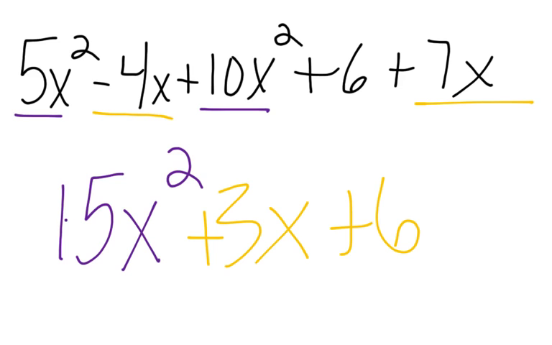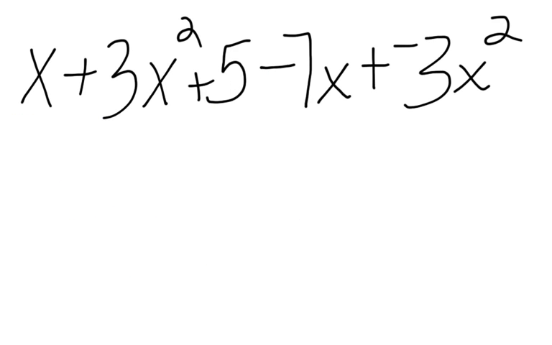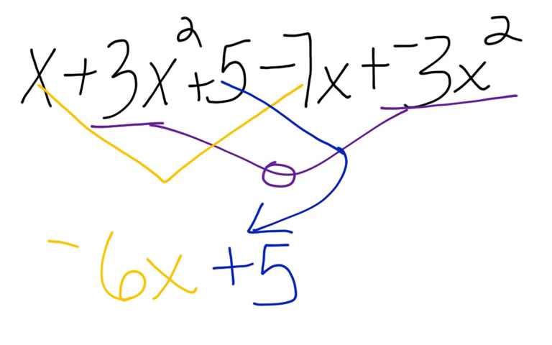Let's try some more examples. Here's your next example. Copy it down and try it on your own. Alright, when you took a look at this, you should have seen that there was a positive 3x squared and a negative 3x squared gives me 0. x minus 7x gives me negative 6x. And then there was just a 5. So the expression in simplified terms is negative 6x plus 5.